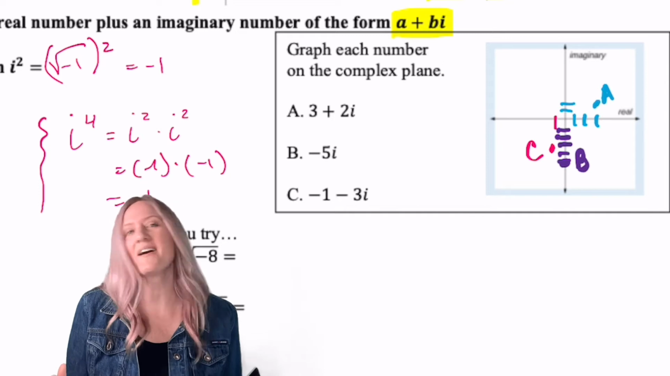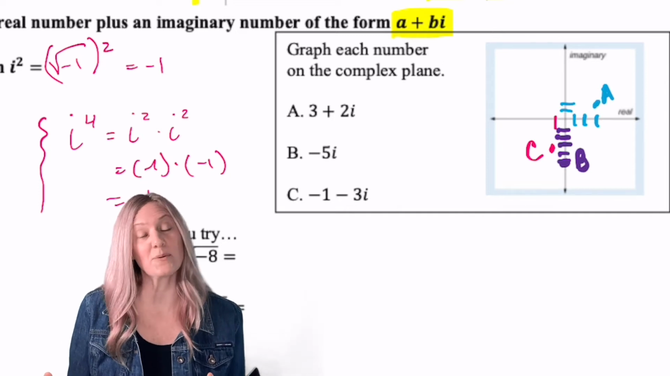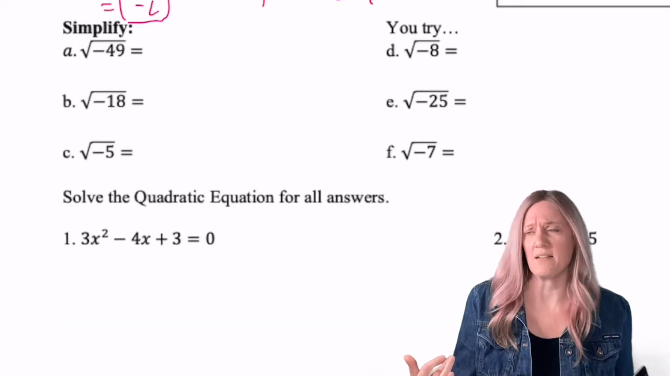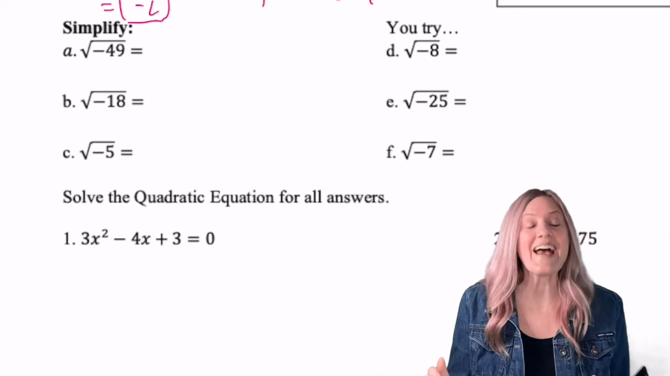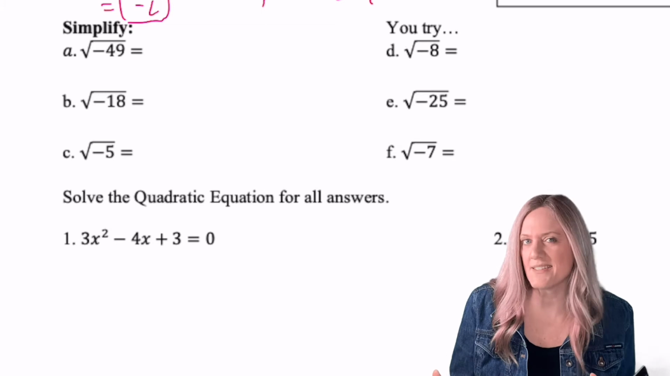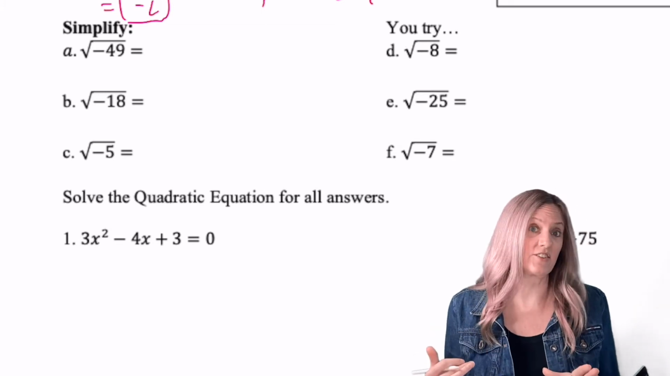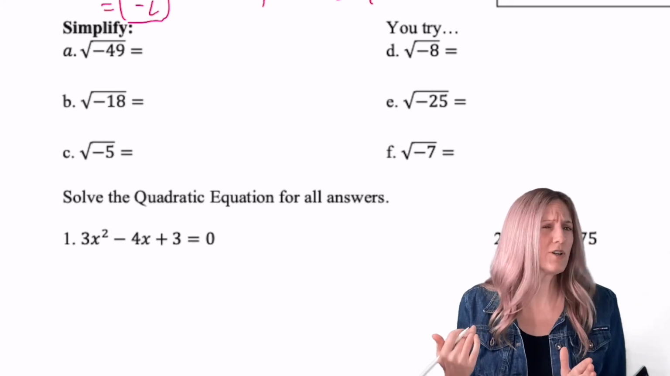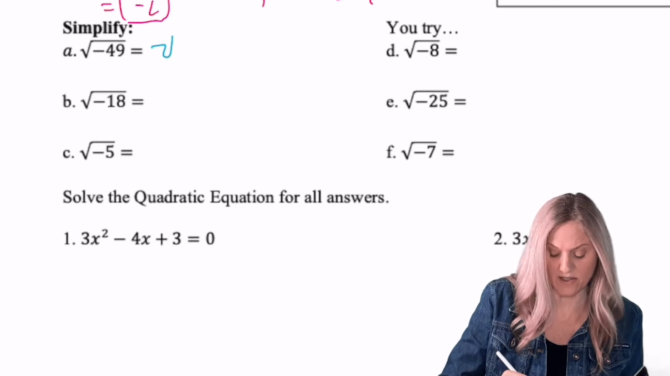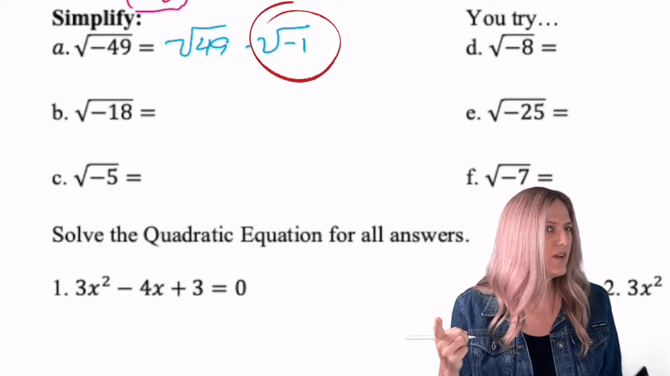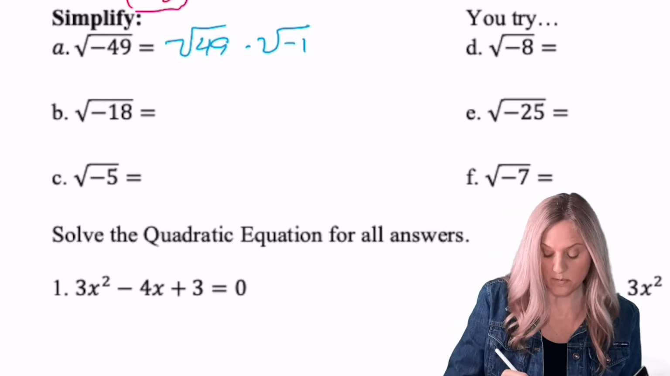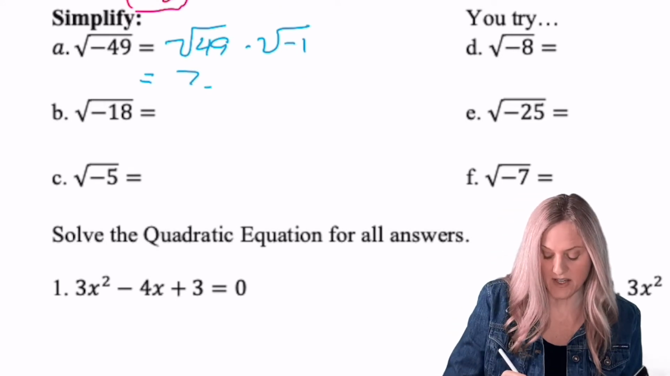Okay, let's go ahead and simplify some of our square roots. Square root of -49. Previously we'd just say not possible, but now with complex numbers we can simplify this. So think of factors that we can break it down into. Well, first of all, square root of 49 is all good, but then it's times square root of -1, and square root of -1 is i. So my answer would simply be 7i.